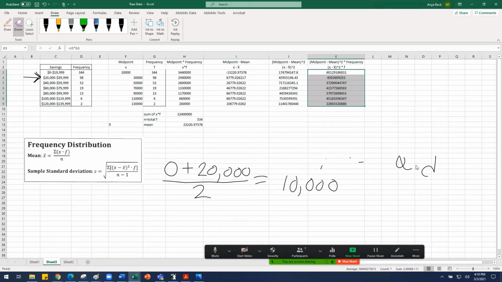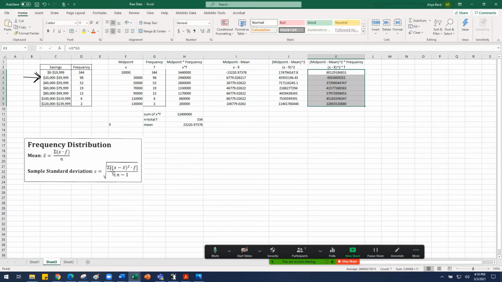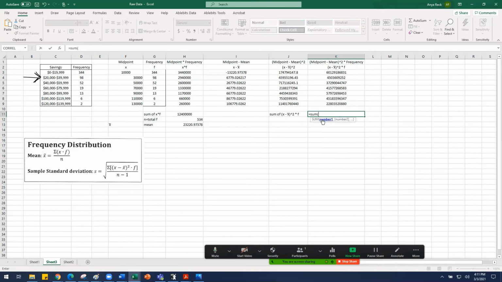Now we can use the formula for standard deviation. Let me erase this real quick. Okay. So the next step is when we look at this formula, it says we need to find the sum of x minus the mean squared times the frequency. So that means we need to take the sum of this column. So we're going to type equal sum of this column.